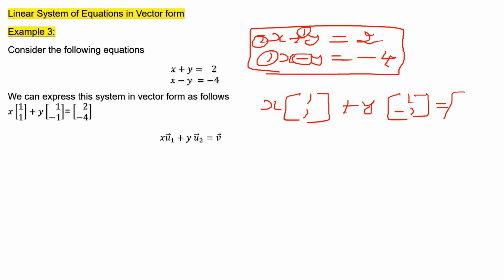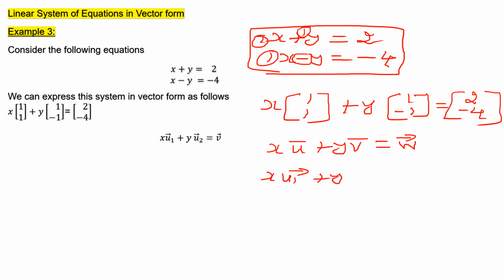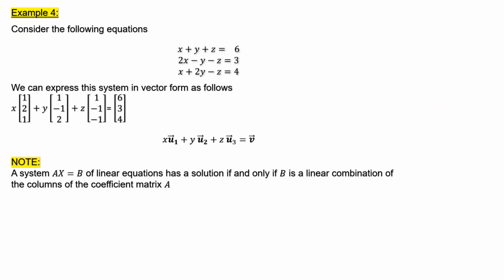This whole thing is equal to the right hand side value, that is 2 and minus 4. Or simply I can write this as x into u vector plus y into v vector is equal to some other vector w, or I can say x into u1 vector plus y into u2 vector is equal to v vector. The same concept I can extend into three unknowns, three equations.